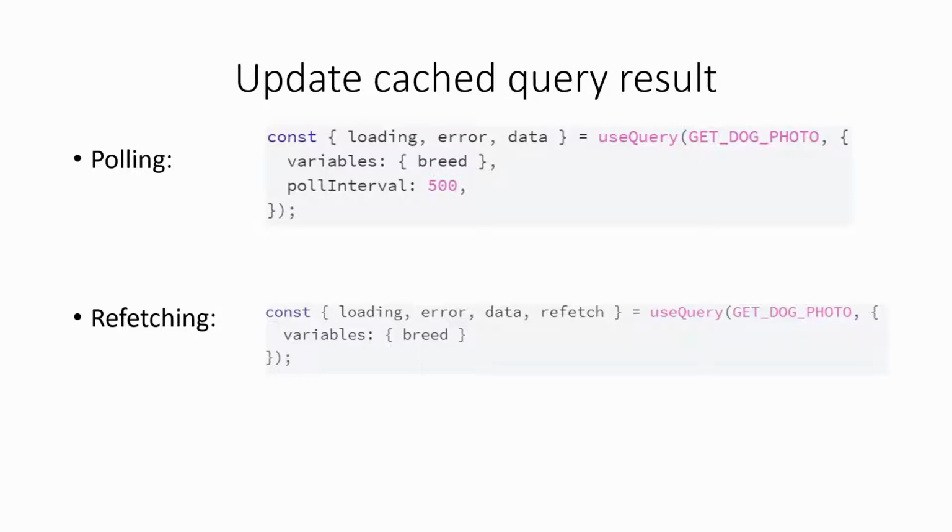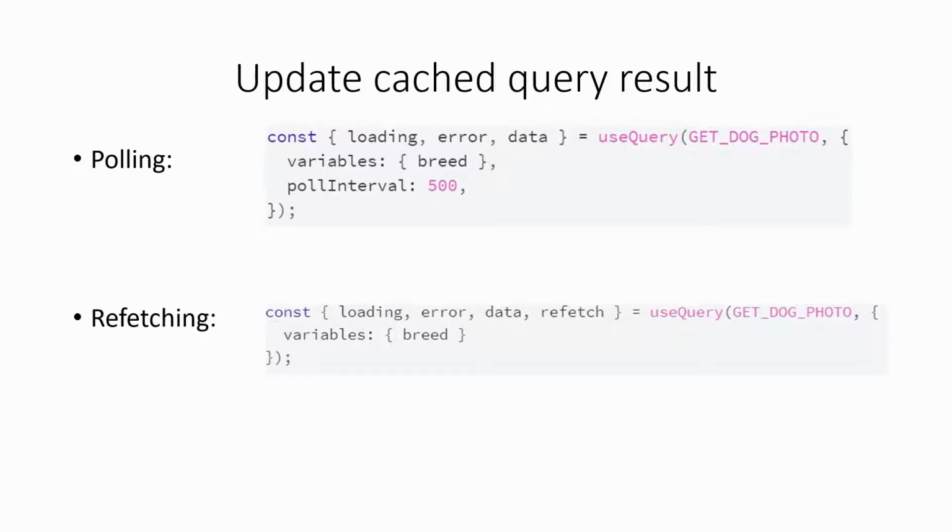So polling is like setting up an automatic update for your cache. You can specify the poll interval in your options object, as an amount of milliseconds, for how frequently you want to update the cache. So in the example above, you can see it has a poll interval of 500 milliseconds, so this request will be sent to the server every 500 milliseconds to update the data.